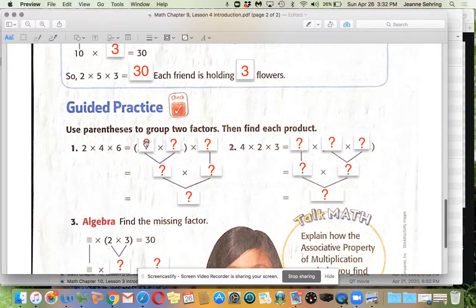All right, so let's go down here and we'll start our practice questions. 2 times 4 times 6. I'm going to put the 2 and the 4 in the parentheses, and I'll put the 6 outside. 2 times 4 is 8, and I drop the 6 down. 8 times 6 is 48. All right, here I'll put the 4 outside of the parentheses, but I'll put the 2 and the 3 inside the parentheses. So we have 2 times 3 is 6. Drop the 4 down. 4 times 6 is 24.